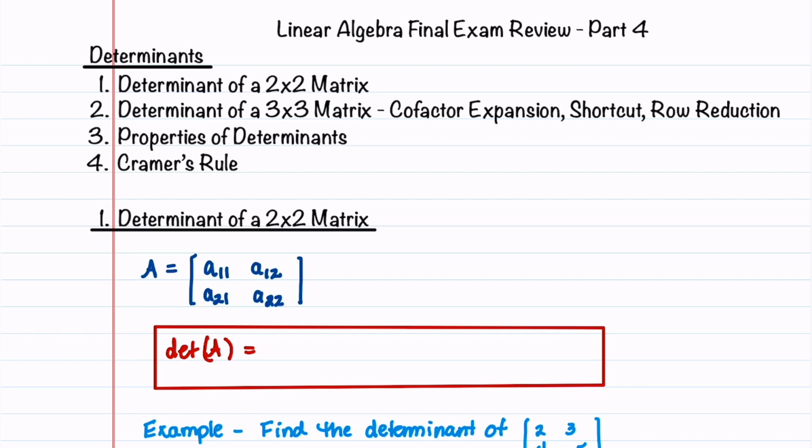This is the fourth part of a 7-part series on topics that commonly appear in an introductory linear algebra midterm or final exam. This video goes over the 4 topics of determinants that are listed here.